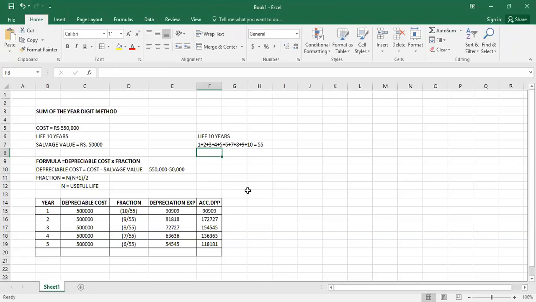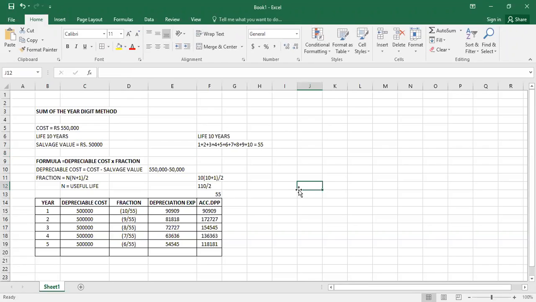On the other hand, you can just put the value of estimated useful life in this formula, and you will get the same answer. Sorry, it's not 5, it's 10. So 10 into 10 plus 1, divided by 2, and you will get 110 divided by 2. Eventually the answer will be the same, that is 55.